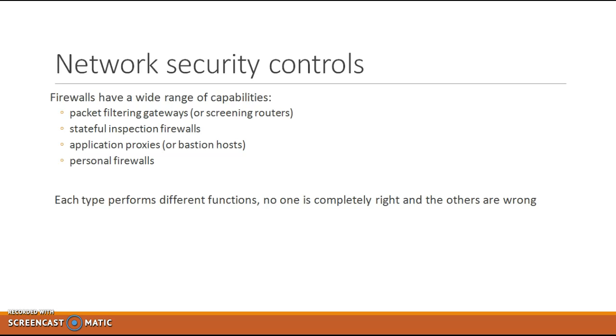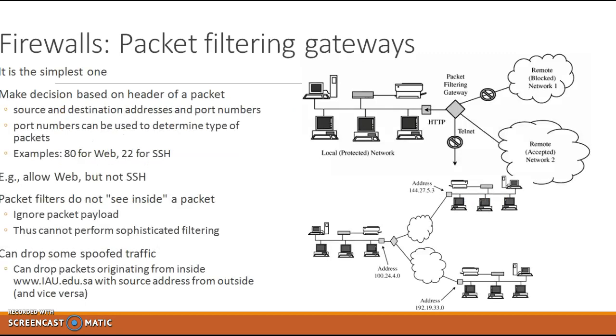Each type performs a different function. No one is completely right and the others wrong. Different firewalls perform different kinds of functions. Packet filtering, what it does, if you see over here, this is your local computer, this is your packet filtering gateway, and this network is blocked by who?